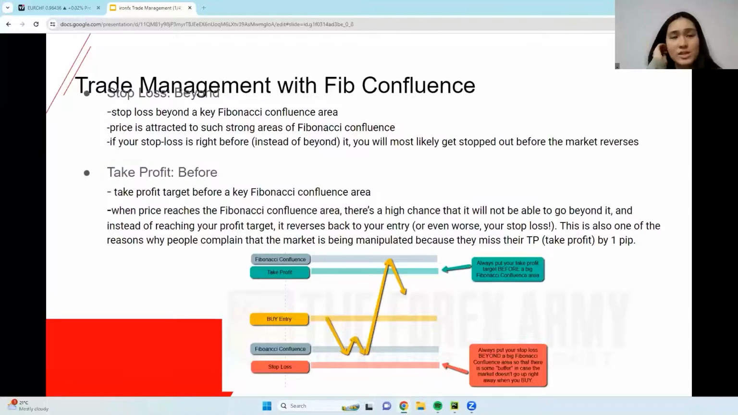Okay, the reason for this once again is that when price reaches the Fibonacci confluence area, there's a high chance that it won't be able to go beyond it because of the resistance at that level. So instead of reaching your profit target, we can often see that it will reverse back to your entry or worse, your stop loss. Okay, and this is another reason why people complain that the market is being manipulated because they might miss their take profit by 1 pip.